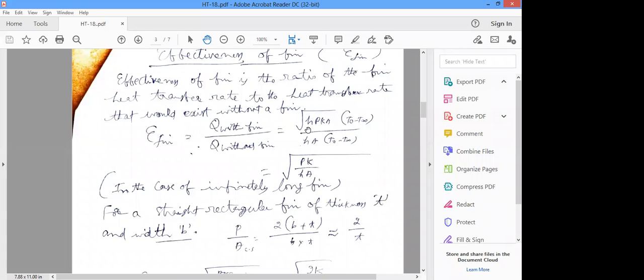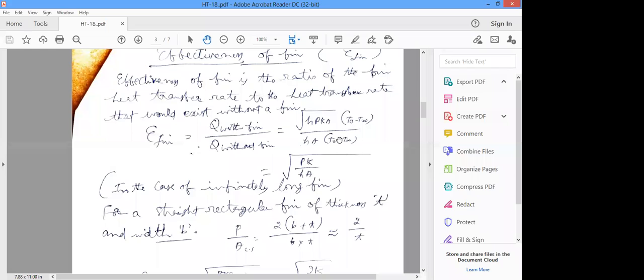That is the difference between efficiency and effectiveness. In the denominator, while calculating Q without fin, the cross-sectional area is to be taken in the calculation of effectiveness. Whereas in the efficiency calculation, you take hPL, perimeter and length, that is the surface area, because the fin is available there. But for effectiveness, there is no fin. That's why h into cross-sectional area, assuming some fin cross section, so hA into T naught minus T free stream.